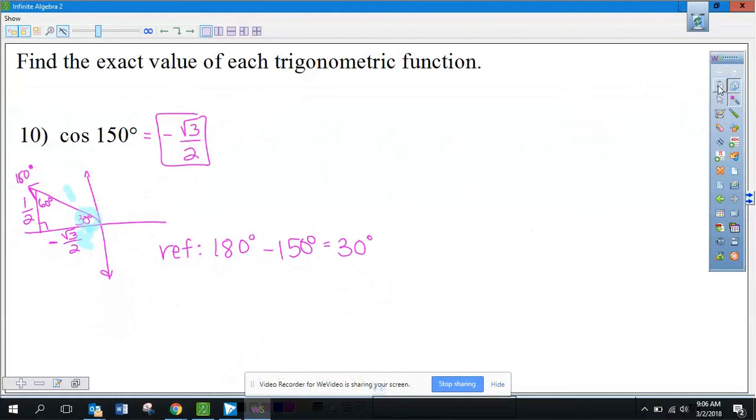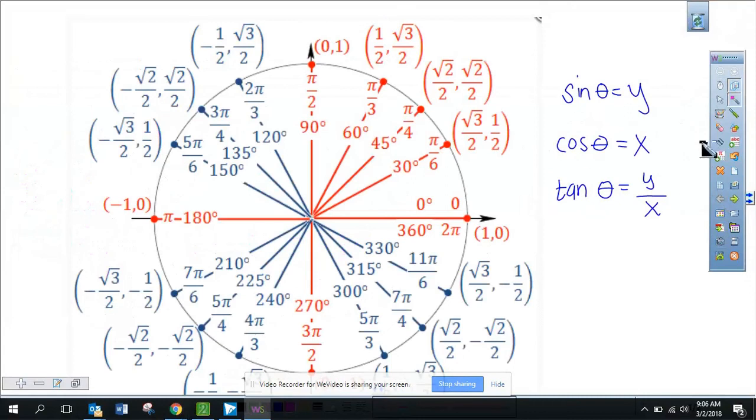And so I could go look at my unit circle to see it a different way. If I go to my unit circle, here I am. And if I find 150 degrees, here's 150 degrees. So there's my ordered pair, and cosine is my x value. So what's the x value? Negative square root of 3 over 2. So I could have directly referenced the unit circle as well. Okay, but in the future and next year, you will have to either memorize this whole circle or just your two triangles and just be able to find the reference angle.